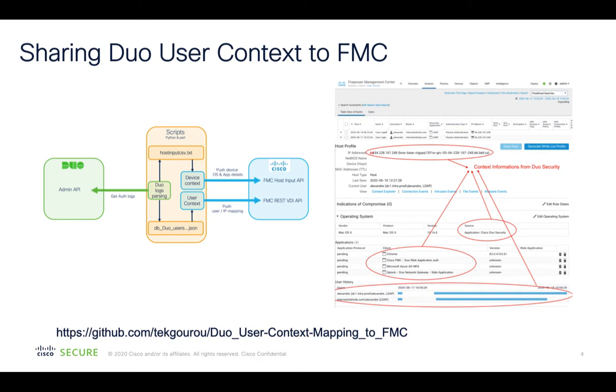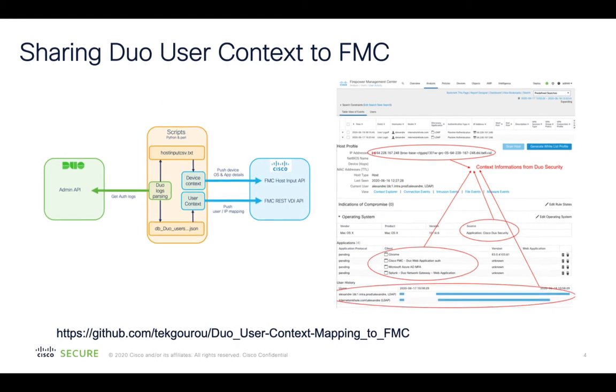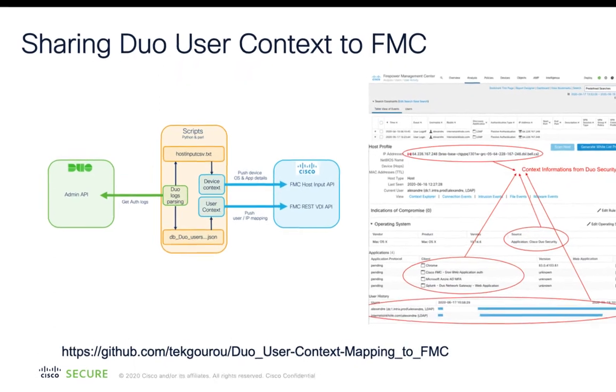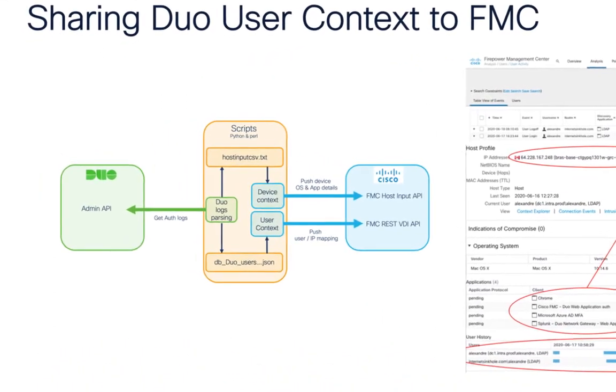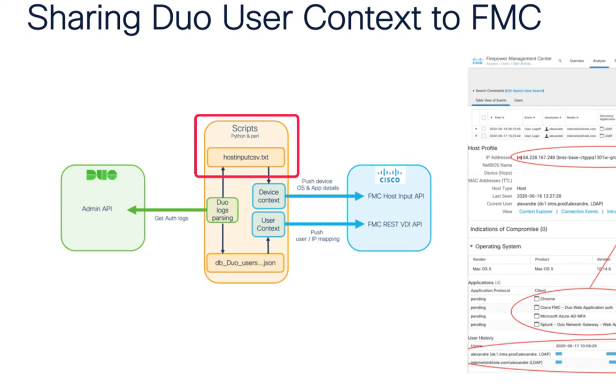So the first one is how do we essentially share Duo user context with FMC? I have not reinvented the wheel here. There's already a script available, a public script available on Cisco.com into the FMC folder to import HostProfile from AMP console into FMC. Unfortunately, it's a Perl script. I'm not a big fan of Perl. I have learned Python a couple of years ago, so I prefer to play with Python.